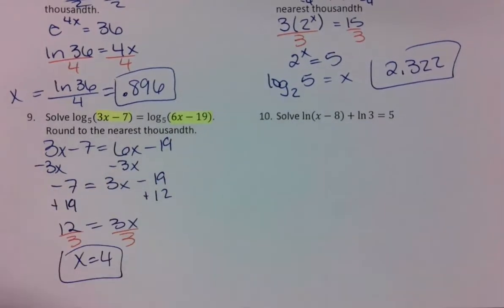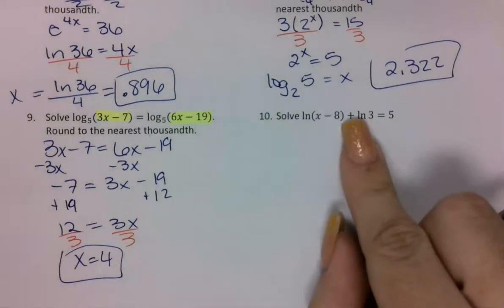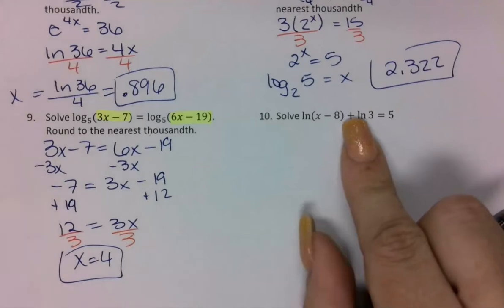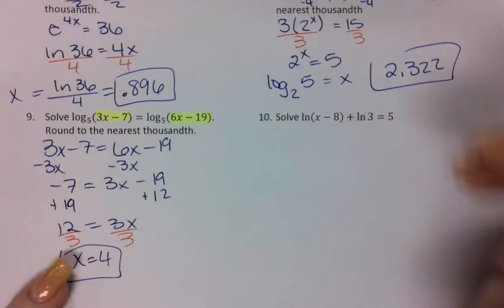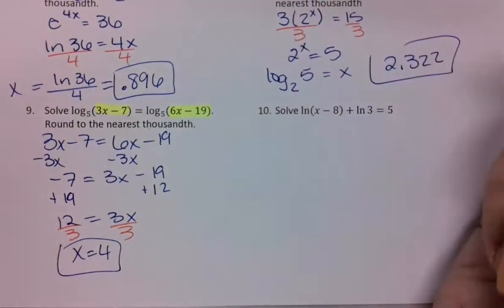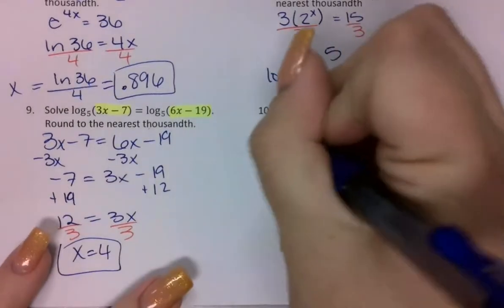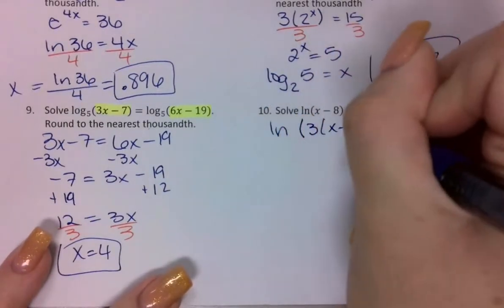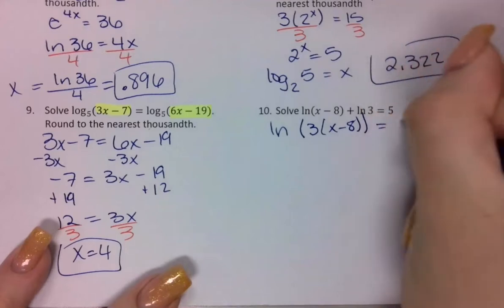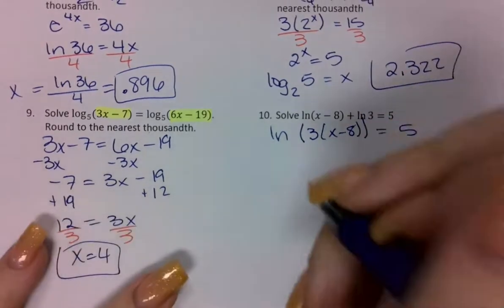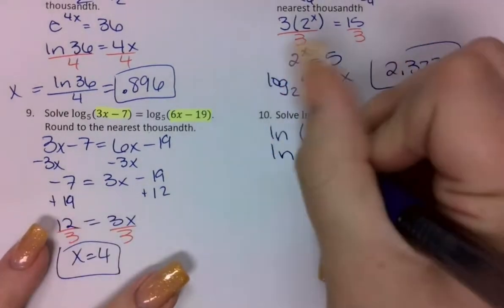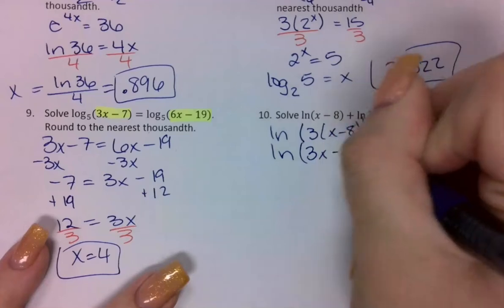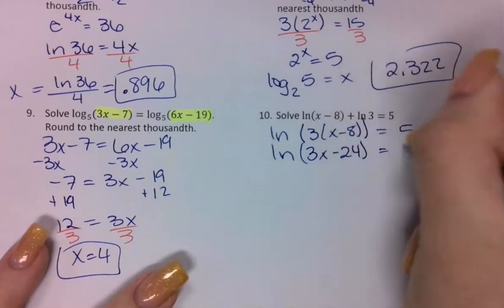Okay. Number 10, I have 2 logarithms on the same side, so I want to go ahead and condense them. Remember, addition means multiply the insides. Subtraction means divide the insides. So I'm going to write ln, and then I'm going to multiply them. I'm going to have 3 times x minus 8 equals 5. So I'm going to go ahead and distribute that inside. So I have ln 3x minus 24 equals 5.